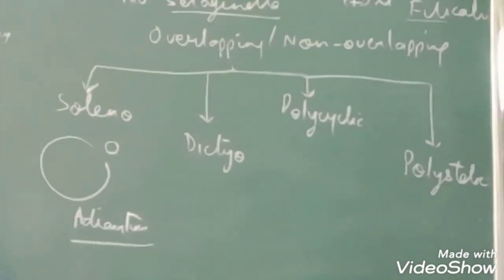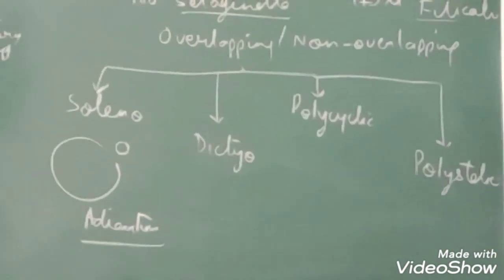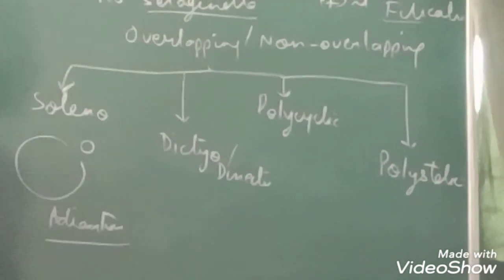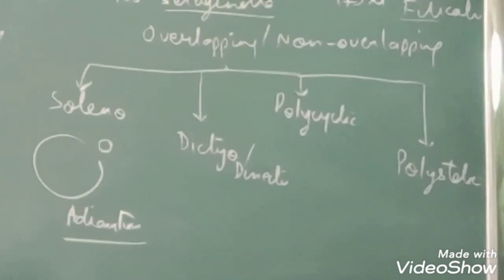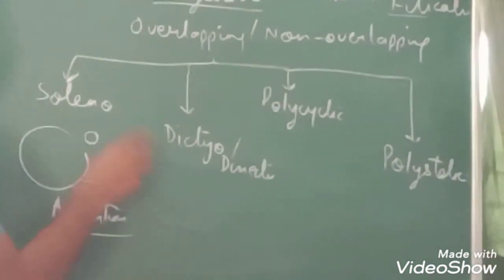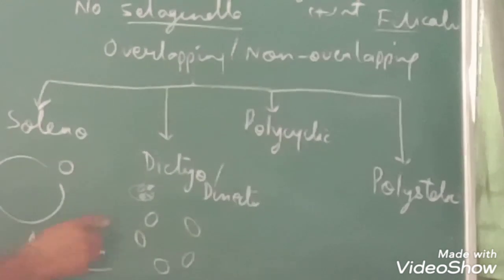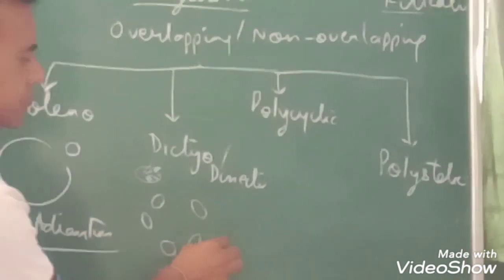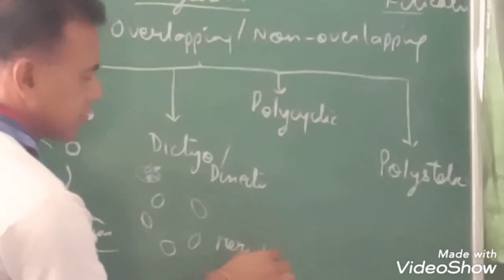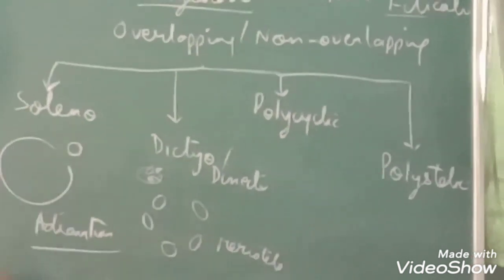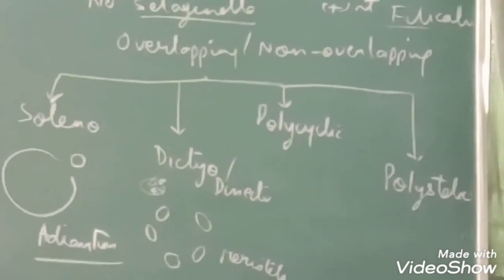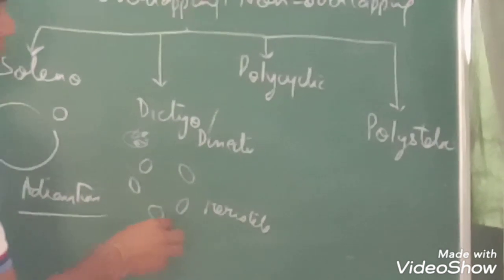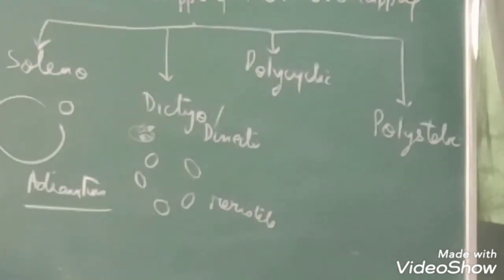Now coming to dictyostele, it is also known as dissected siphonostele, and in this, with overlapping leaf gaps, the stele breaks up into many smaller units, and these all are known as meristeles. Examples are Dryopteris, Pteris, Ophioglossum, Adiantum.